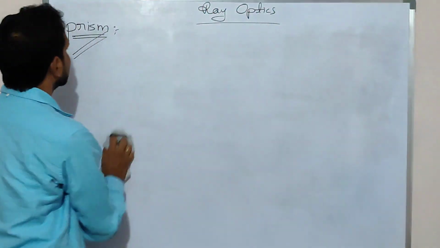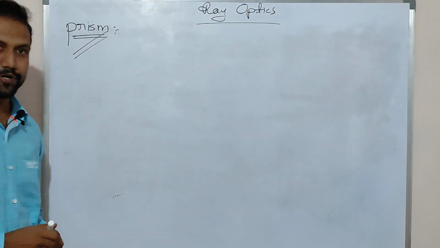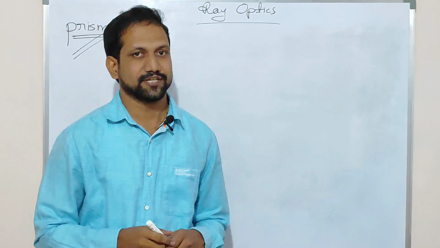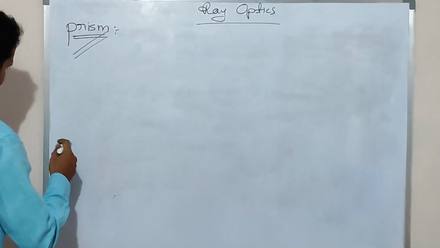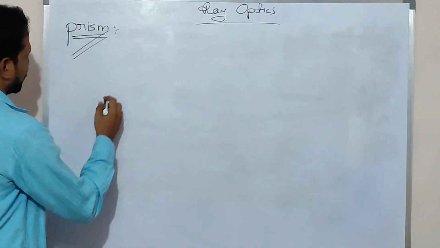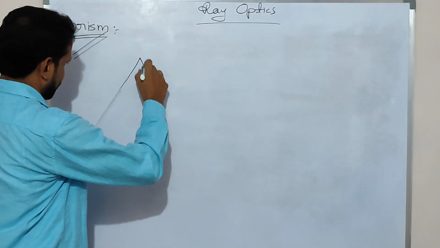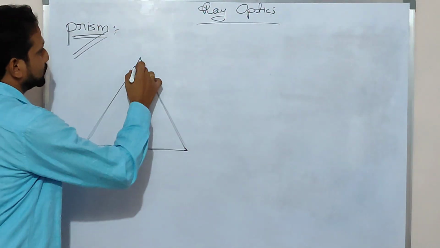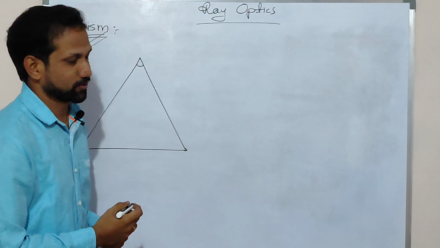So physically the prism is just a pyramidal shape. In 3D it will be a pyramid, but in 2D it is a triangle. Since we can't draw the 3D on the board, we have to draw the 2D only here. Of course we can draw the 3D, but I don't know how to draw the 3D.